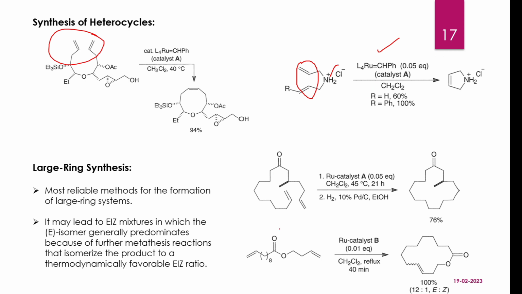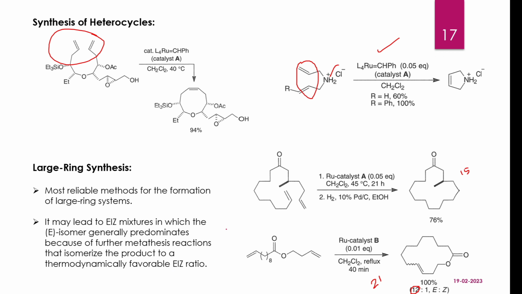Here you can see these two double bonds are joining, and we are getting 1, 2, 3, 4, 5, 6, 7, 8, 9, 10, 11, 12, 13, 14, 15, a 15-membered ring. Whereas in this one, we are getting almost a 21-membered ring, and we are getting E as the major. See? E as the major.